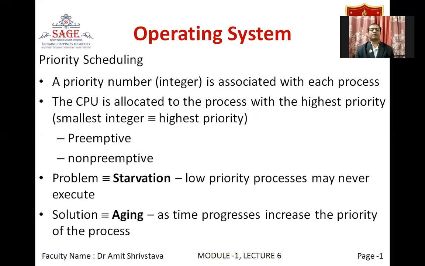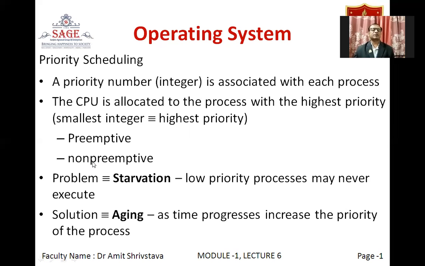Today we will be seeing the priority scheduling algorithm. What we do here is we assign some integer value to the process, which is a priority. So the smaller the integer number, the higher the priority. Priority scheduling algorithm can also execute both the preemptive as well as the non-preemptive scheme.